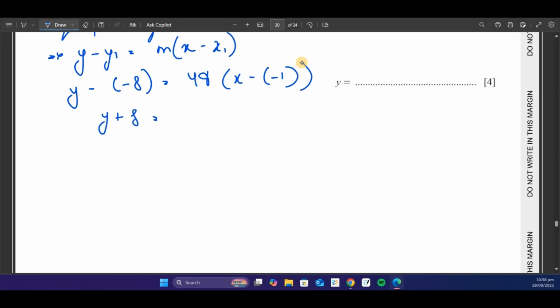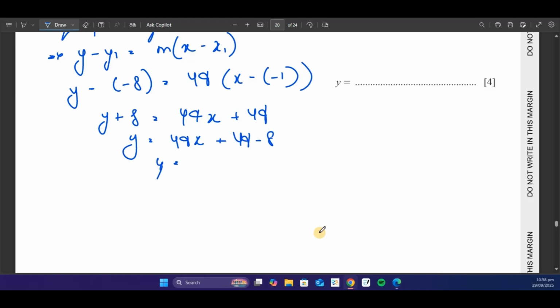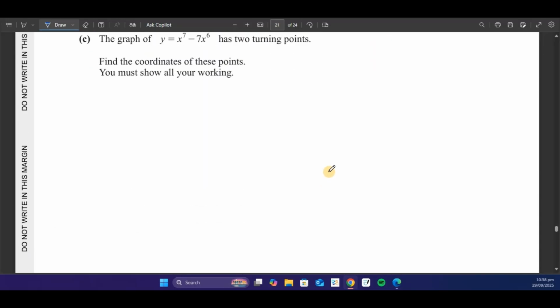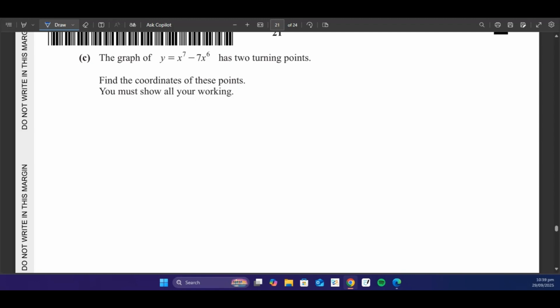y plus 8 equals 49x plus 49, and taking it to the other side, 49x plus 49 minus 8, and that would give us y equals 49x plus 41. Alright, 49x plus 41 is our final answer. Pretty simple.